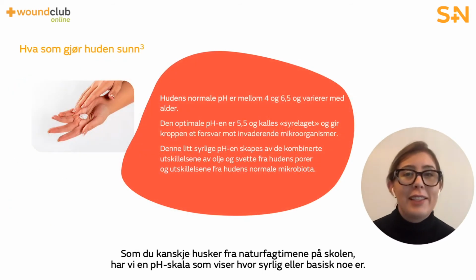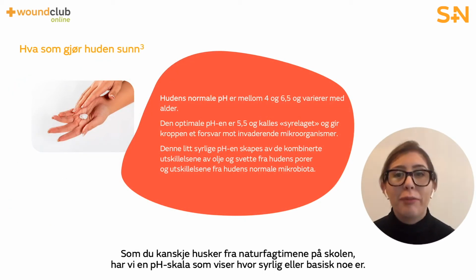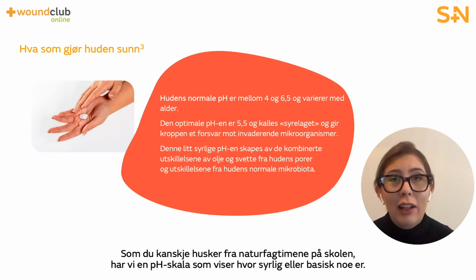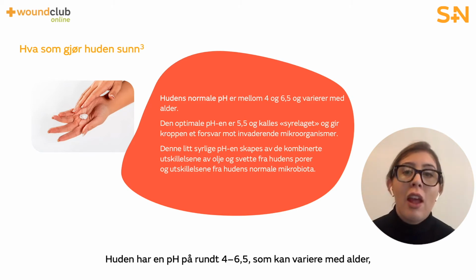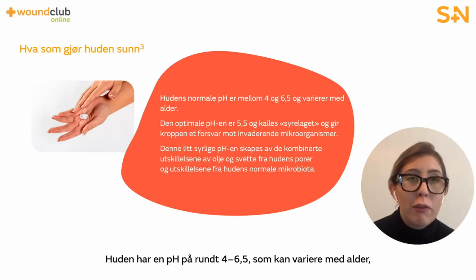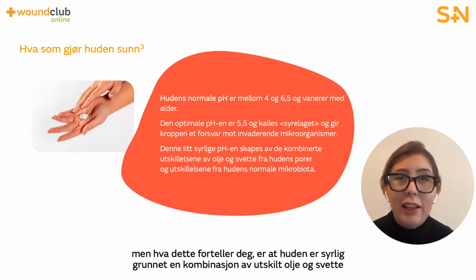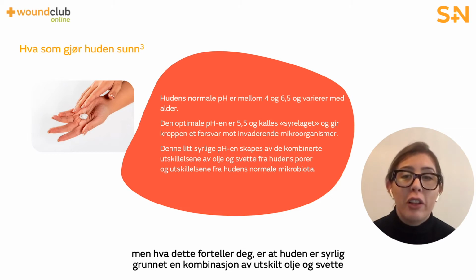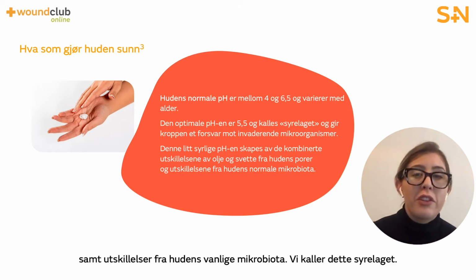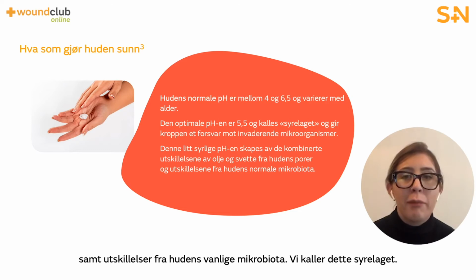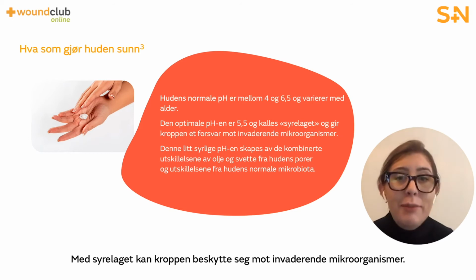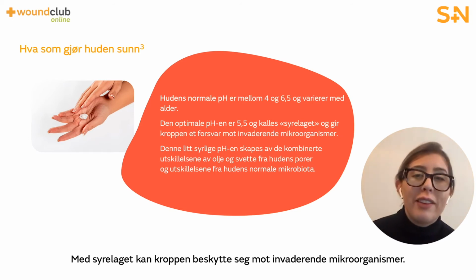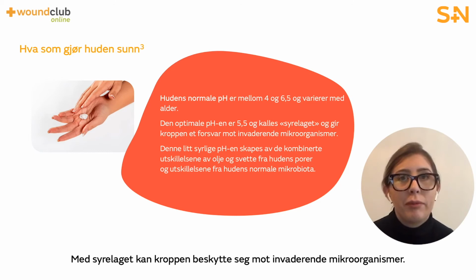If you think back to science lessons at school, we had the pH scale, showing how acidic or alkaline something is. Now our skin has a pH of around 4 to 6.5, which can vary on age, but essentially what this is telling you is the skin is acidic due to a combination of excretions of oil and sweat, as well as excretions from normal skin microbiota, which we refer to as the acid mantle. The acid mantle allows the body to defend itself against any invading microorganisms.